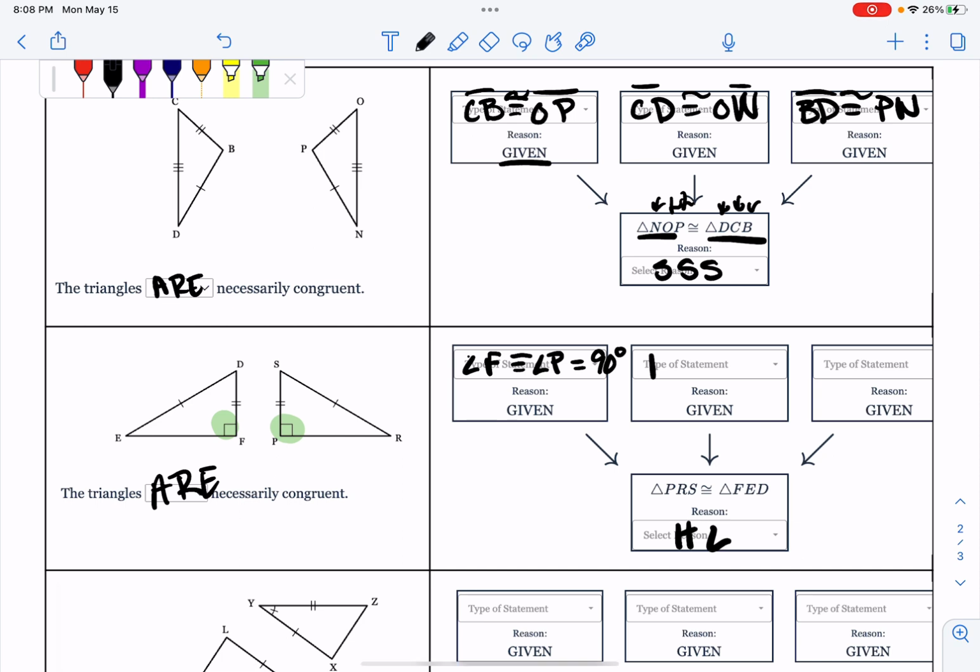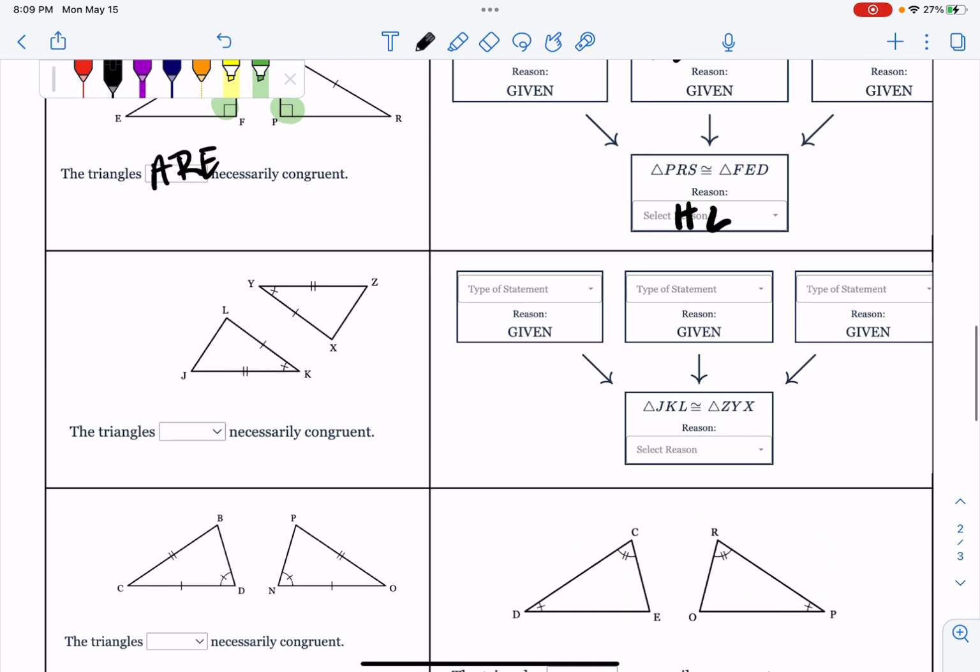Then we want to say that side DE is congruent to side SR, those being the hypotenuse of hypotenuse leg. And then lastly, side DF is congruent to side SP, again, keeping those corresponding parts together. All right.